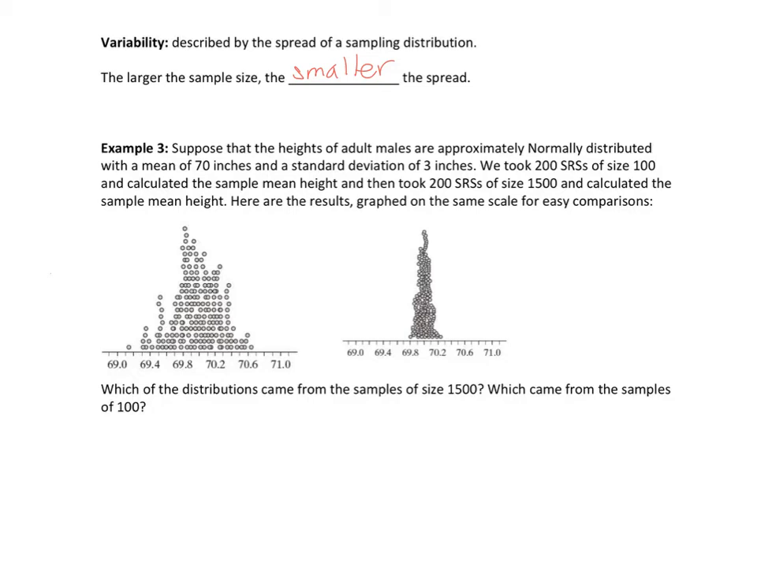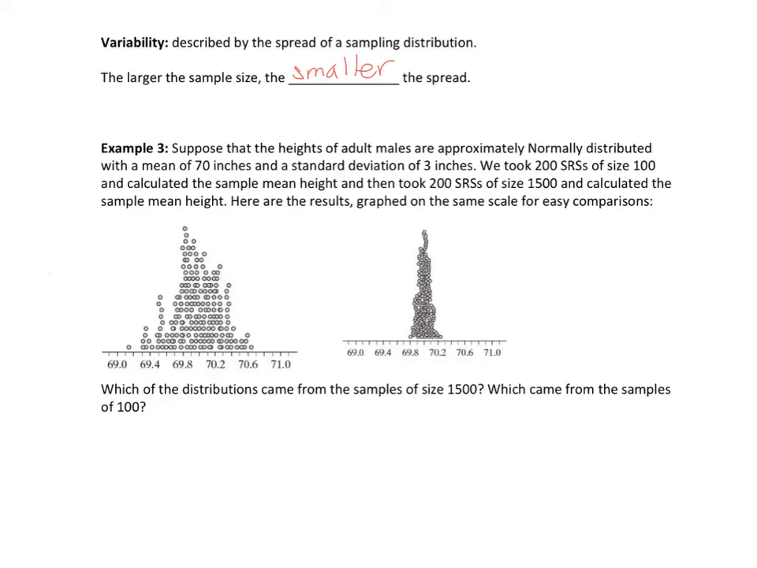Okay, so take a look at the next example. They tell us that the heights of adult males are approximately normally distributed with a mean of 70 inches. So there were two things that they did. They took 200 SRSs of size 100, and then calculated the mean of each of those SRSs. Then they did the same thing, but this time the sample size was 1,500.